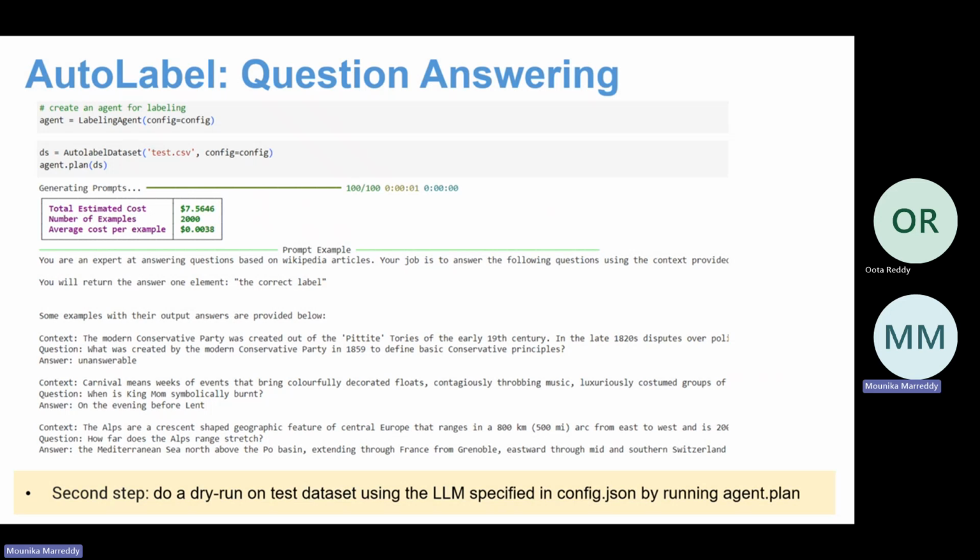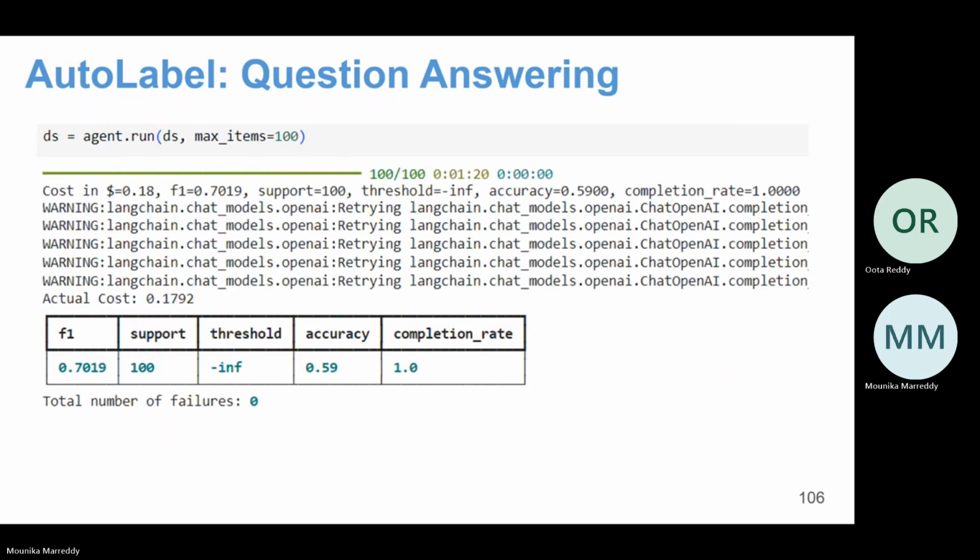In the second step, we do a dry run on the test dataset using the LLM specified in the config.json. In the config.json, we specified GPT 3.5, by running the agent plan method. And the final step is to run the labeling with the agent.run method. Here we can give our own data and how many items there are for annotation. Here we have 100 items and the tool automatically generates annotations for all the 100 items, and it gives some evaluation metrics like F1 score, support, accuracy and completion rate, and the total number of failures. In this case, we got 0 failures for this annotation.